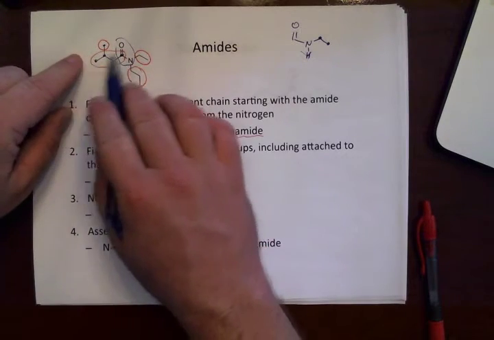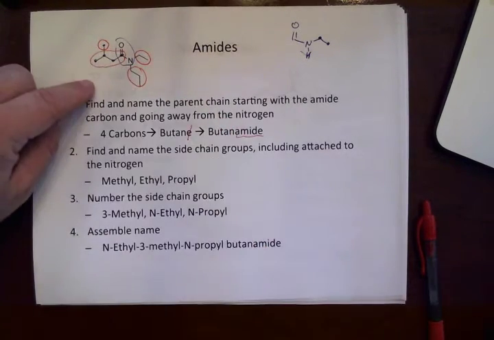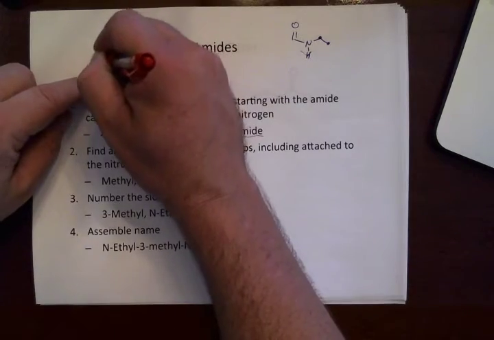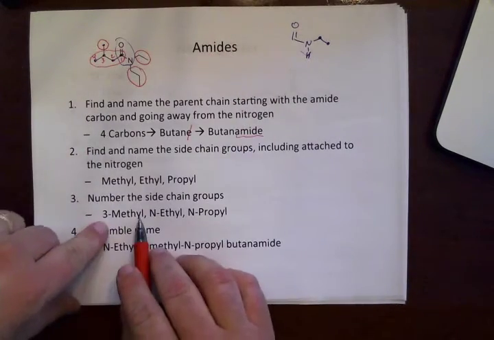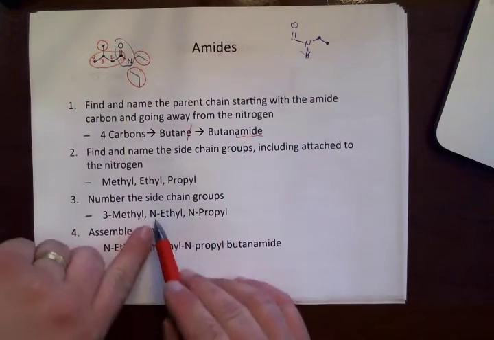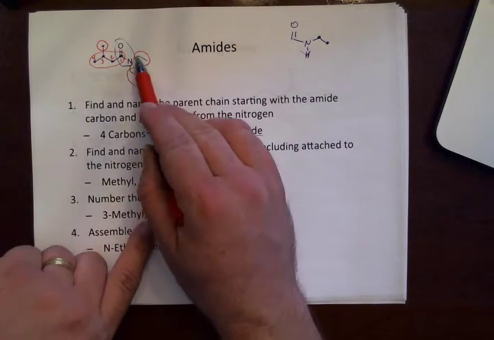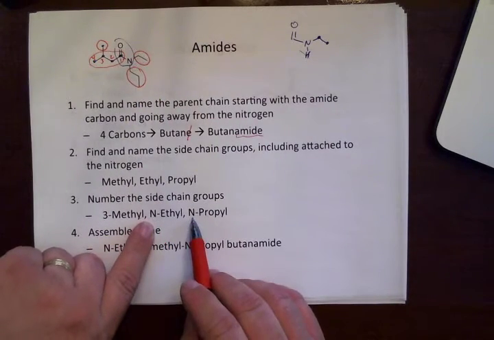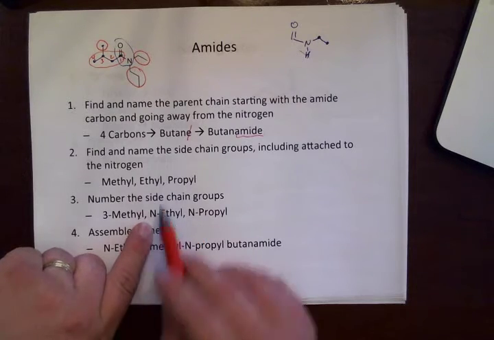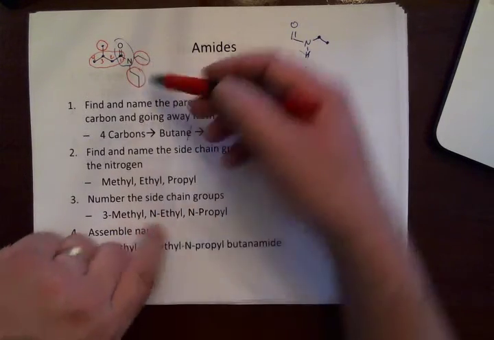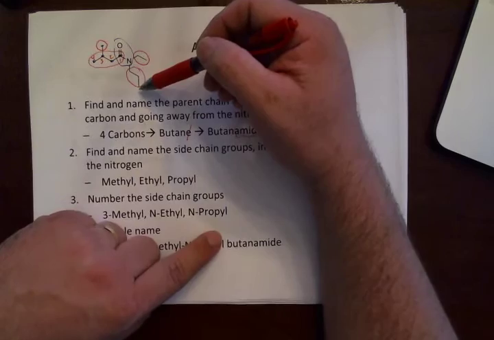So here we have methyl, ethyl, propyl. If it's off this part of the side chain, we go 1, 2, 3, 4, and it's coming off of 3. Now, if it's coming off the nitrogen, instead of using a number, we use N to say it's coming off the nitrogen. So it's N-ethyl. We have an ethyl group coming off of that nitrogen, and we have a propyl group coming off of that nitrogen.